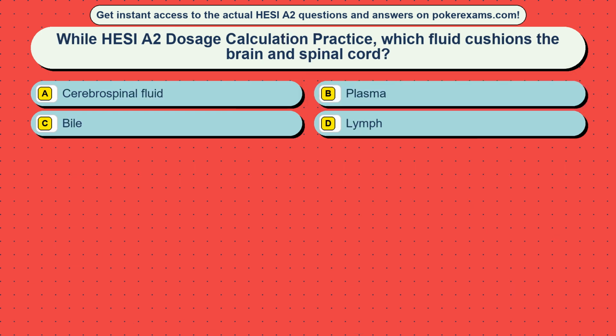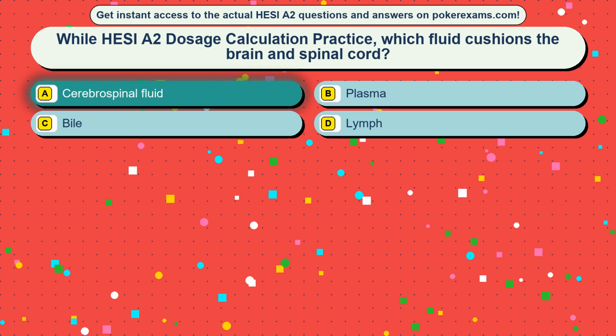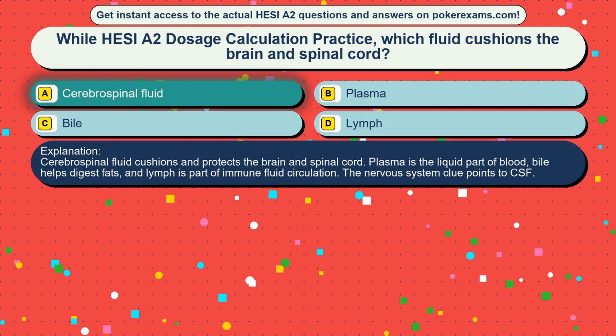Question 37. While HESI a 2-dosage calculation practice, which fluid cushions the brain and spinal cord? Option A, cerebrospinal fluid. Option B, plasma. Option C, bile. Option D, lymph. The correct answer is option A, cerebrospinal fluid. Cerebrospinal fluid cushions and protects the brain and spinal cord. Plasma is the liquid part of blood, bile helps digest fats, and lymph is part of immune fluid circulation. The nervous system clue points to CSF.